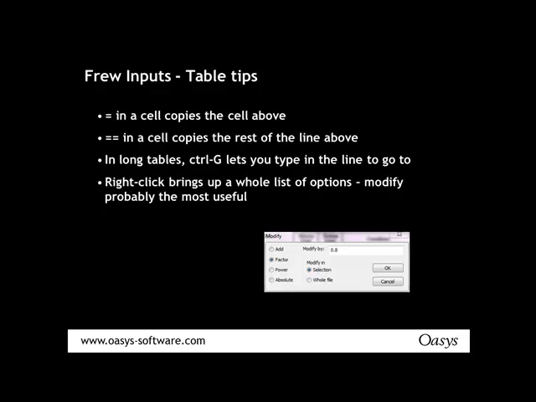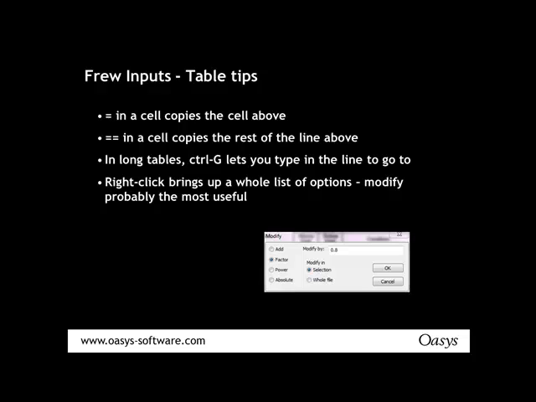Also, if you've got a very complex table, you can use Control-G to type the line that you would like to go to, and also right-clicking. Right-clicking brings up a whole list of options. Should you want to modify, for example, certain values, say you wanted to factor your phi values, all of them, you could do so by right-clicking and going to modify.